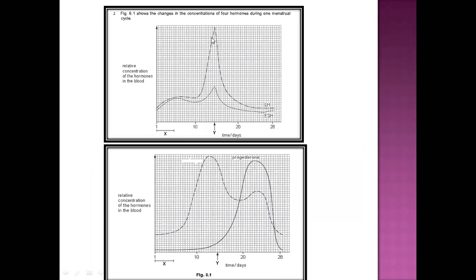First of all, we have to study these two graphs. You can see it here. The first thing is relative concentration. These two graphs show us the menstrual cycle, the changes in hormones during the menstrual cycle, the relative concentration of hormone in the blood. Here are the different hormones mentioned. One hormone is follicle stimulating hormone, FSH, and one is LH.